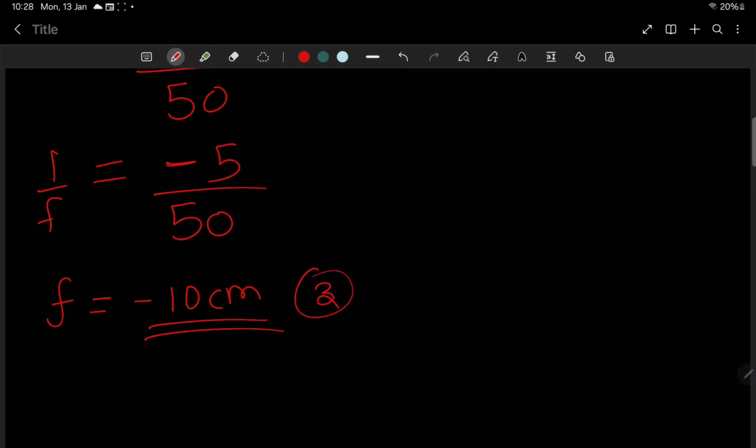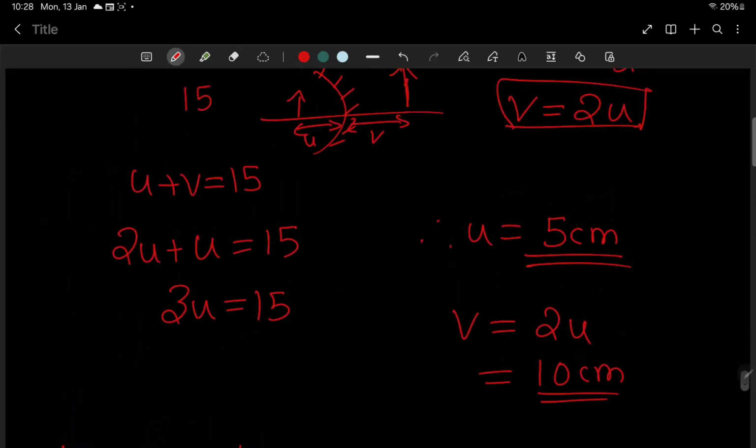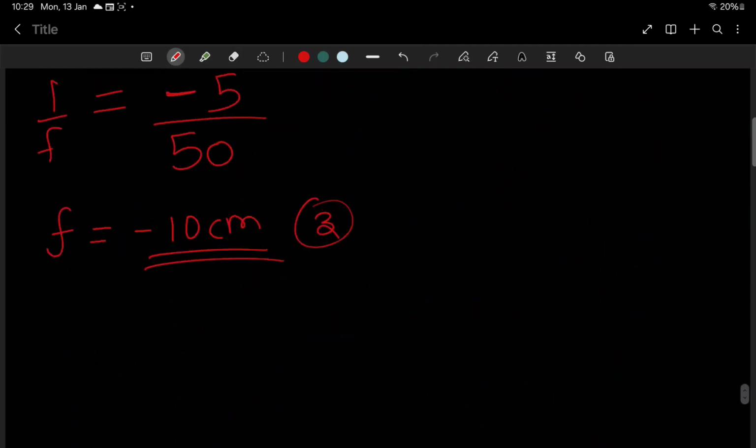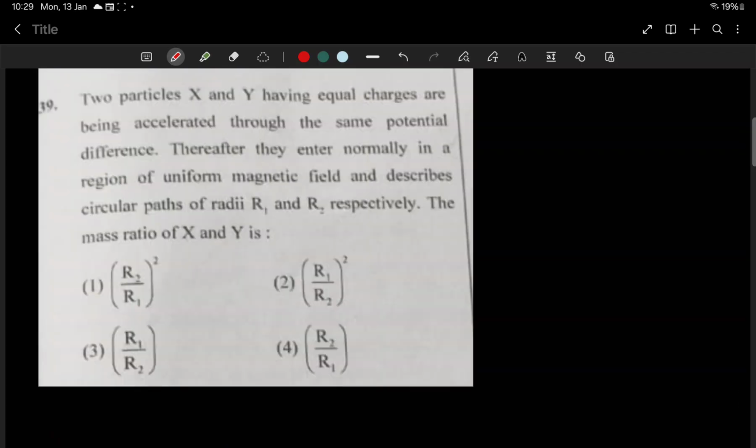That's the answer. Okay. Now we will be doing 2 more questions. Okay, now the next question is, yes, this is the next question.